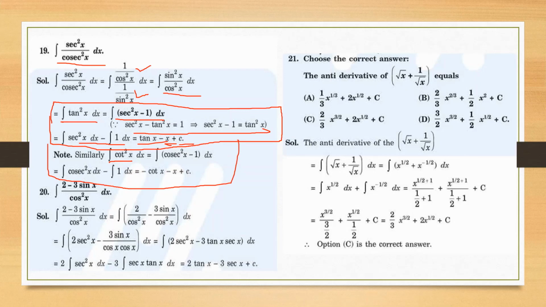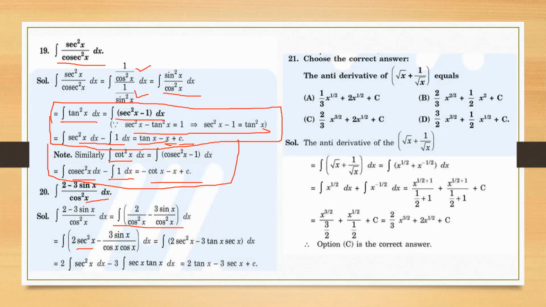Number 20: again, you have to split the numerator, break the numerator. You get 2 upon cos square, that is 2 secant square x, and minus 3 secant x tan x. Now break the terms. The integral of secant square is 2 tan x. The integral of secant x tan x is secant x only, so it is minus 3 secant x plus c.